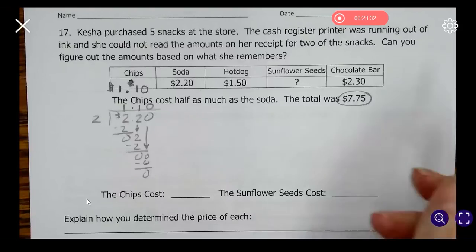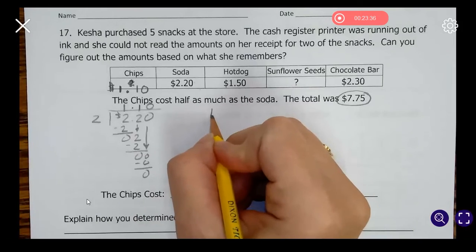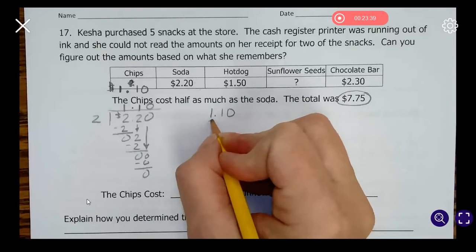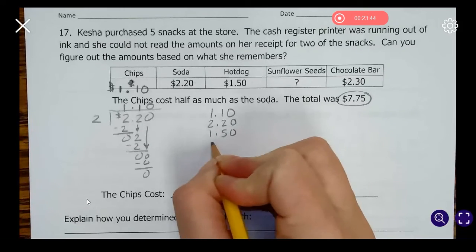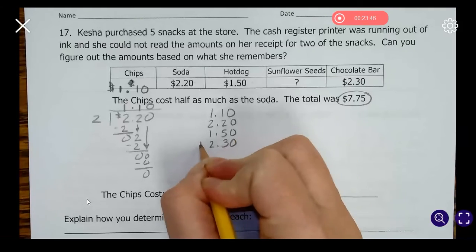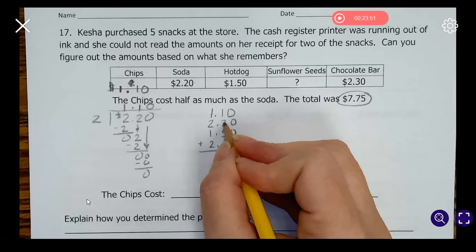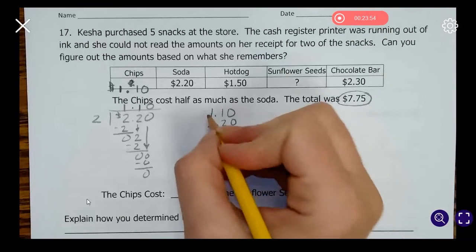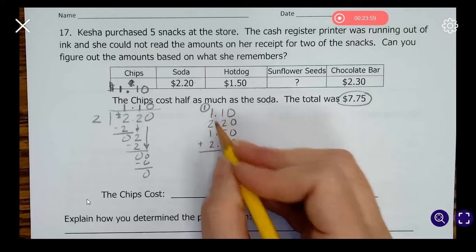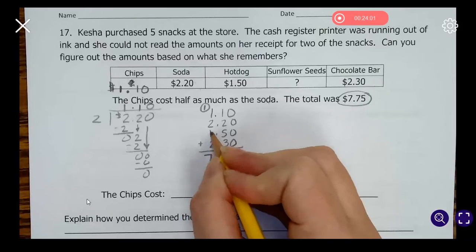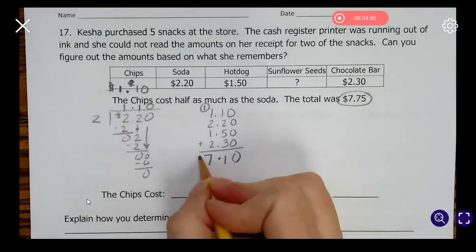All right. The total was $7.75. So I have to add up all of these prices first. So I have $1.10, $2.20, $1.50, $2.30. I'm going to add up all of that. 0, 5, and this is 5, 10, 11. Carry the 1. 2, 3, 4, 5, 6, 7. 2, 3, 4, 5, 6, 7. So it's 7.10. Okay.